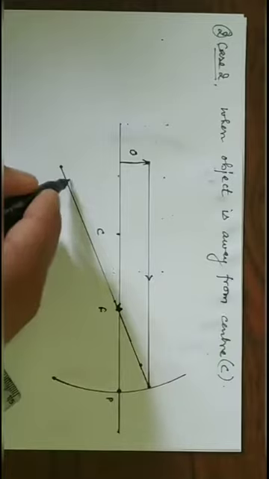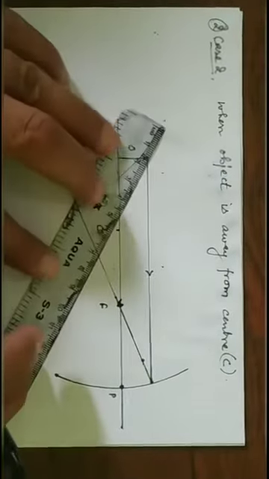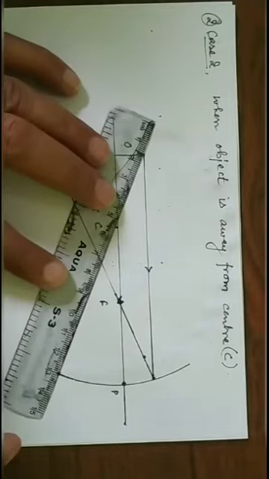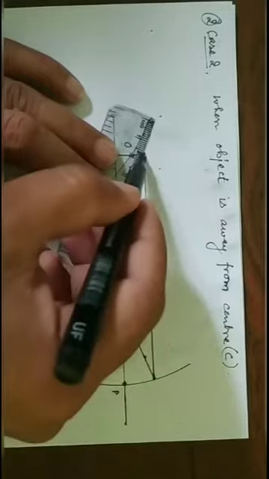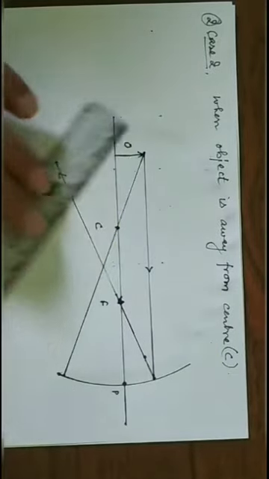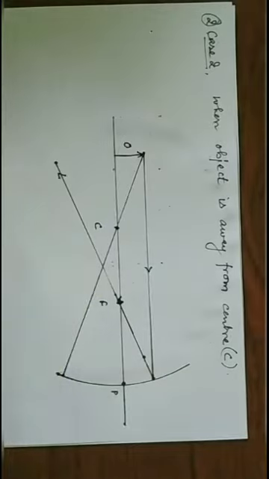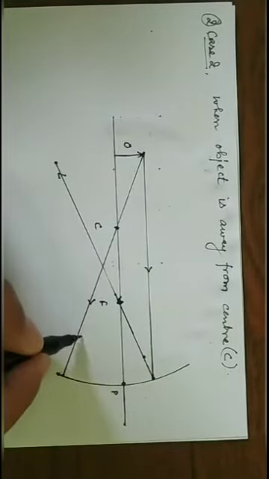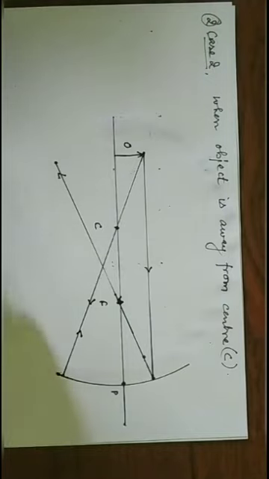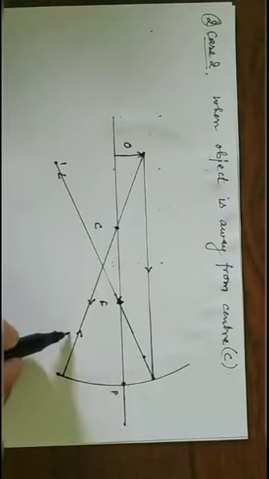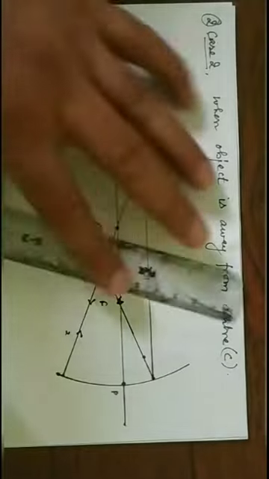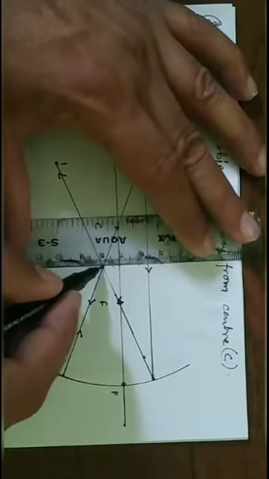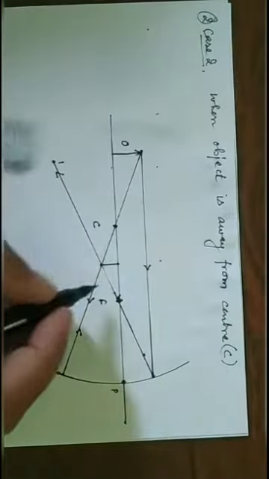So this is your reflected ray. Second ray, any ray passing through the center will retrace its path, coming back along the same path from where it has come. So where these two reflected rays meet, at this point, the vertical line from here is the image. So this is your image I.